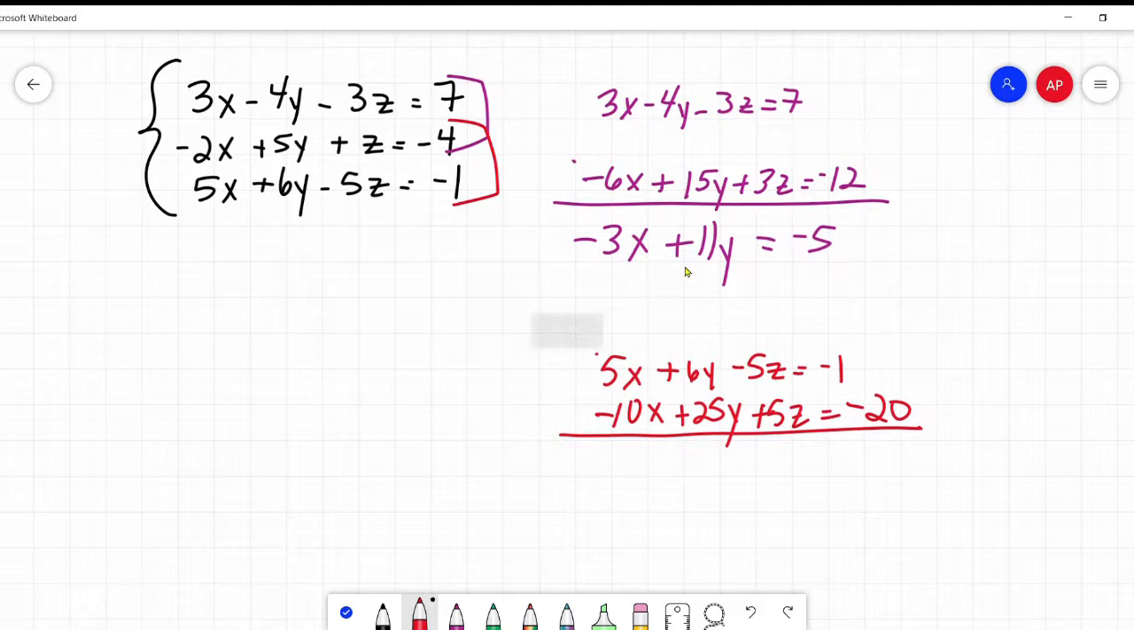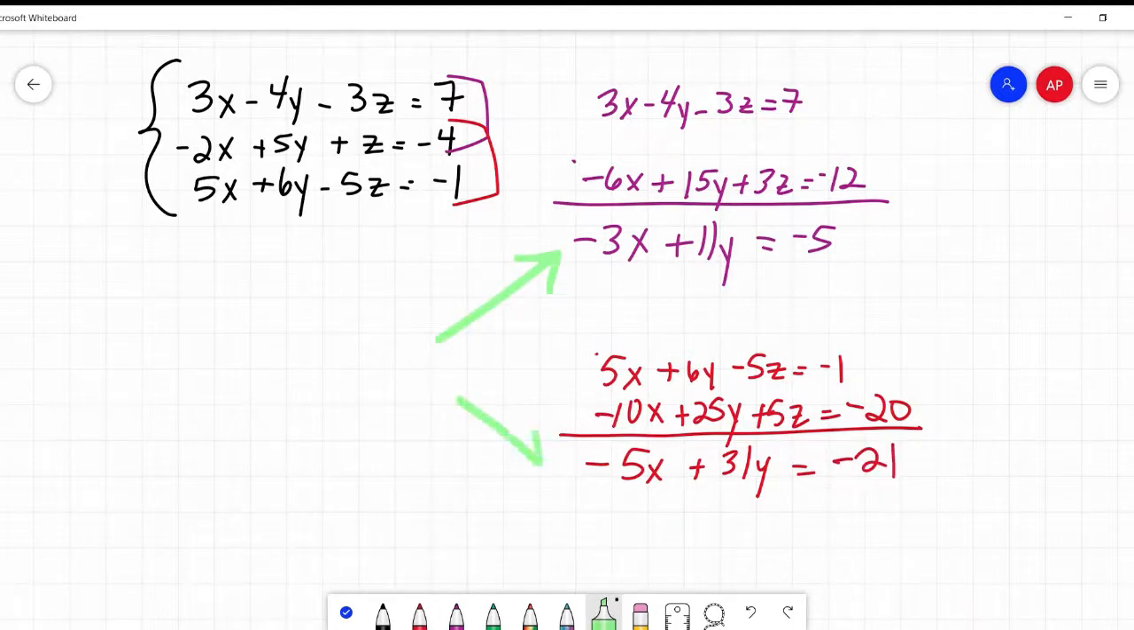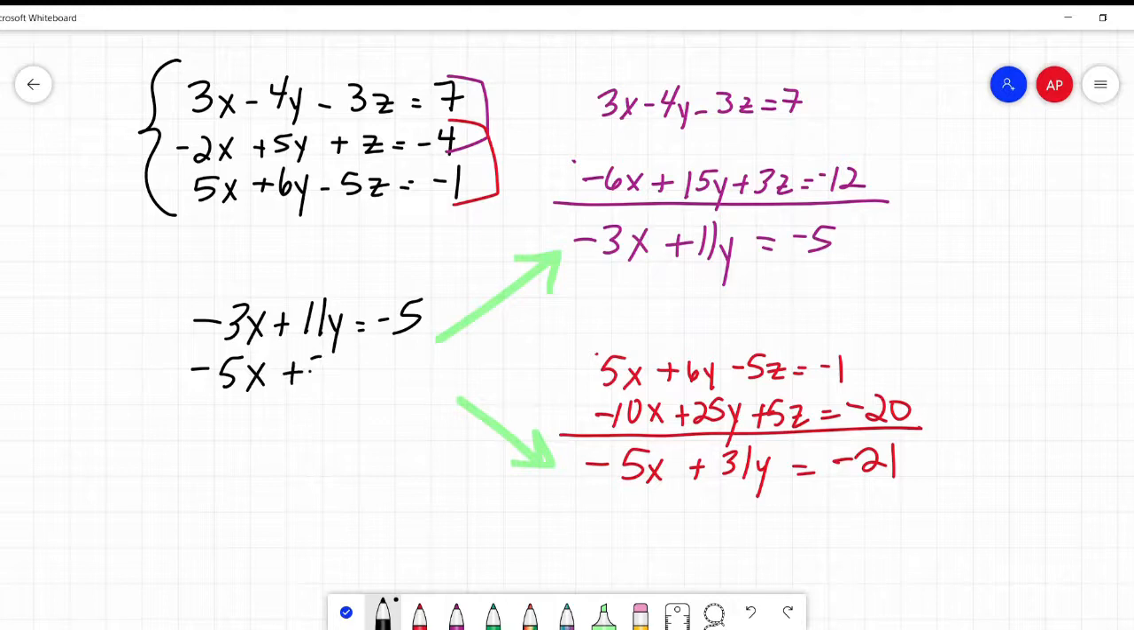Okay, so let's add these together. 5x and negative 10x, negative 5x. 6y and 25y is 31y. The z's cancel out. Negative 1 plus negative 20 is negative 21. So now I have my two new equations, and I'm going to bring them over here. So now I have negative 3x plus 11y equals negative 5, and negative 5x plus 31y equals negative 21.